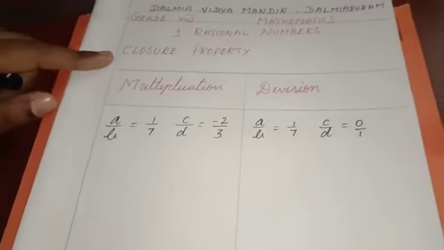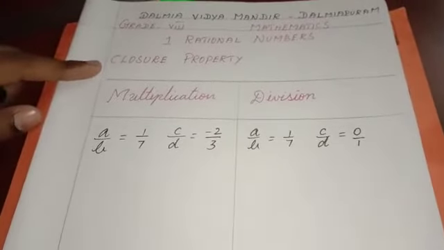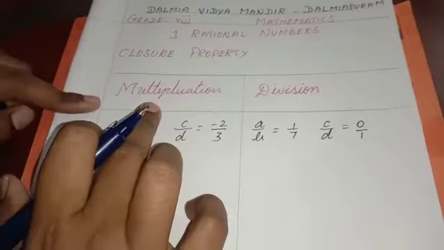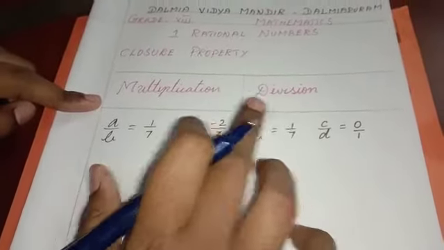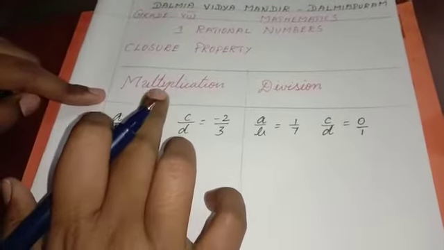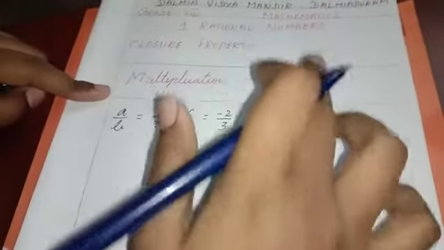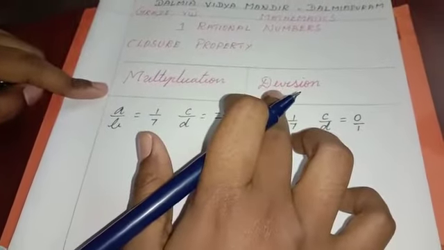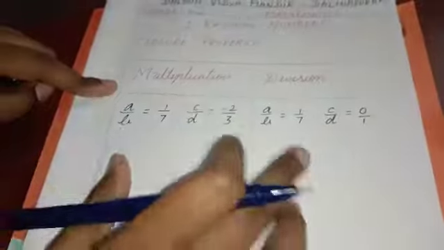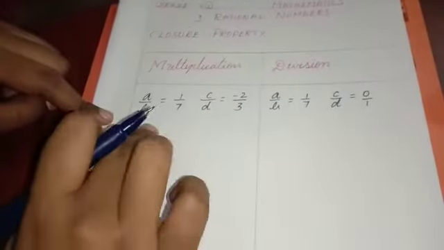Children, already we have seen. Again, I am just going to recall closure property for multiplication and for division. Closure property is true for multiplication of rational numbers, but it is not true for division of rational numbers. Through this example, I am just going to explain.